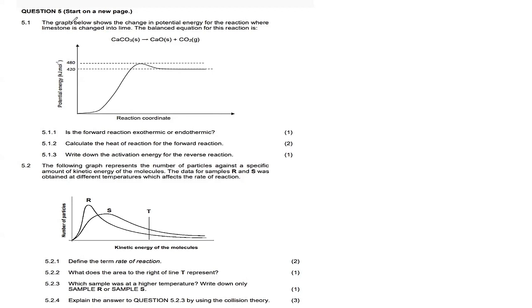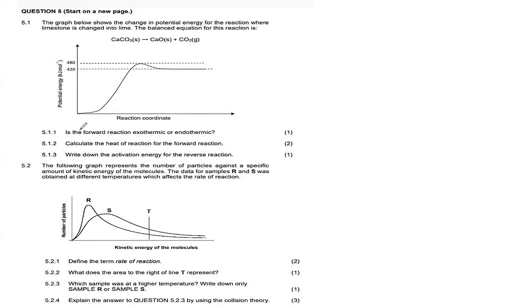And without any further ado, let's look at these questions that we have here. Okay, so it says the graph below shows the change in the potential energy of the reaction where the limestone is changed into lime. The balanced equation for this reaction is as given below here. And then we are given the graph indicating the change in potential energy versus the reaction coordinate.